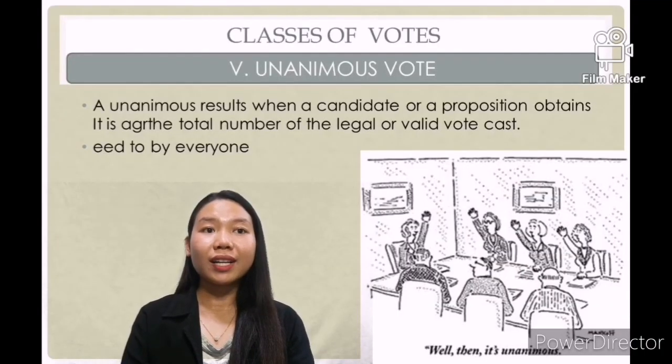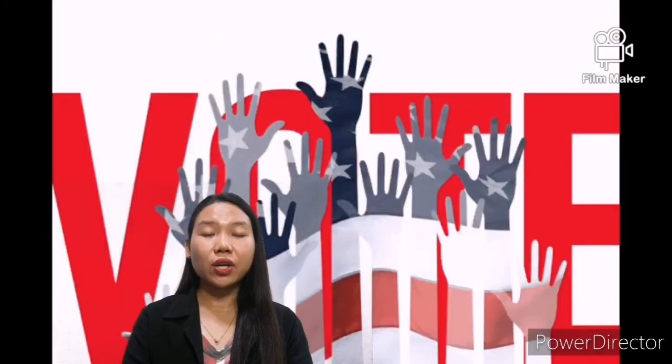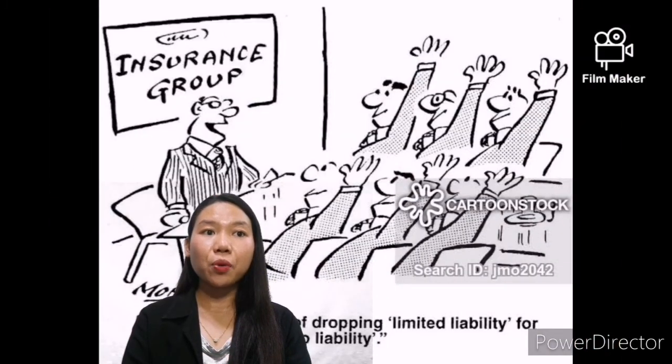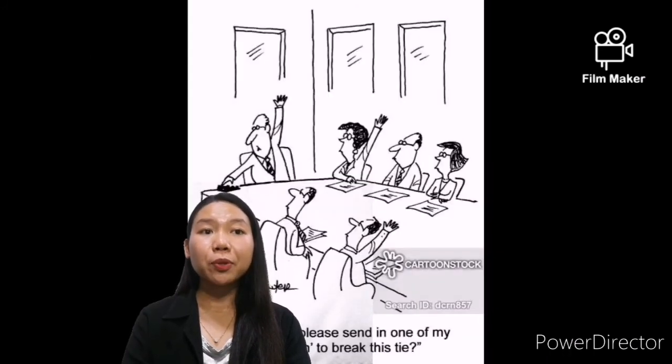A unanimous vote results when a candidate or a proposition obtains the total number of the legal or valid votes cast. For example, if the total votes cast are 75 and 3 of which are declared null and void, and the remaining 72 valid votes are cast in favor of a candidate or a proposition, then it will be considered as unanimous, because illegitimate votes are not counted as part of the total votes. Therefore, unanimous vote is agreed by everyone. Unanimous voting is when everybody votes the same way, without exception, while majority voting means most people vote the same way, more than half will do.